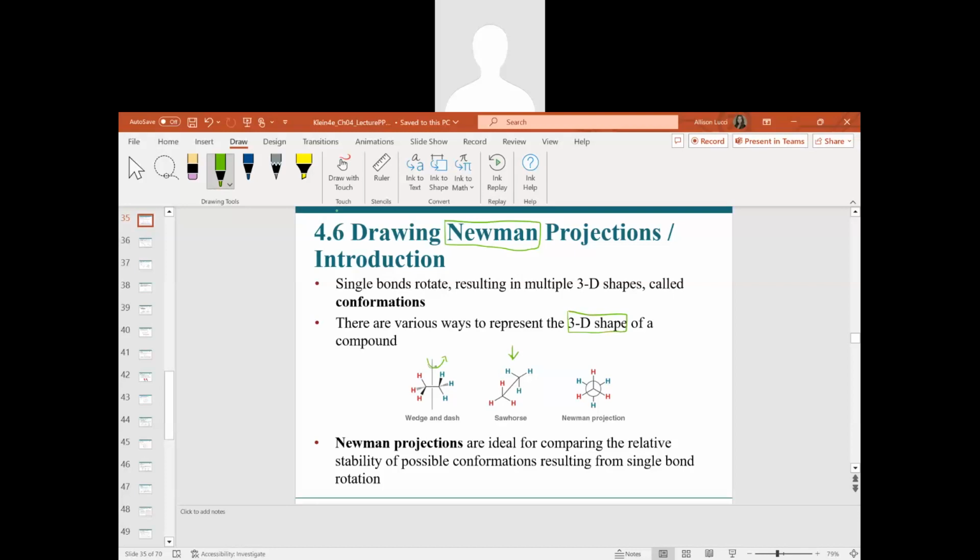So this is ethane, right? In our first wedge and dash, we have our carbons here and here. 3 hydrogens are coming out. So again, we do that about approximately a 45-degree rotation here. And then we get this sawhorse.